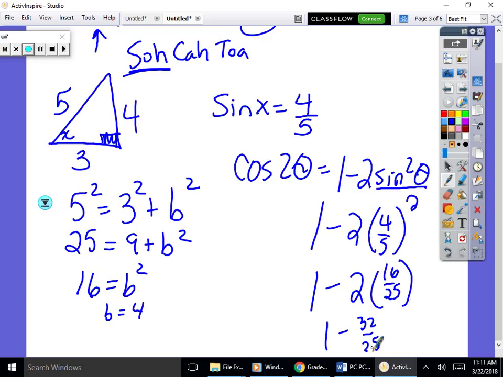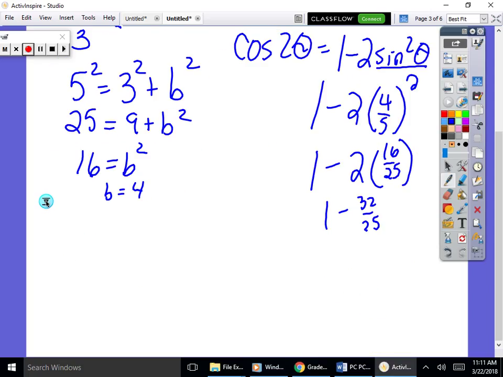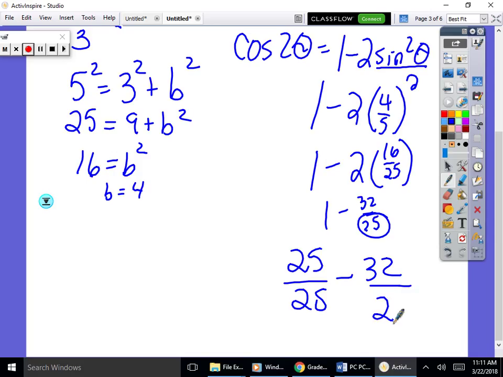Yes? Okay, what am I going to make 1 so I can do the subtraction? What fraction am I going to make 1? 25 over 25. Whatever the denominator is, you use it, right? Minus 32. Okay, what's 25 minus 32? Negative 7 over 25. We're done. It looks scarier than it is. It's Pythagorean theorem, and then you're subbing in the numbers. Once you sub these numbers in, the trig word is gone. It's over and done with, okay?